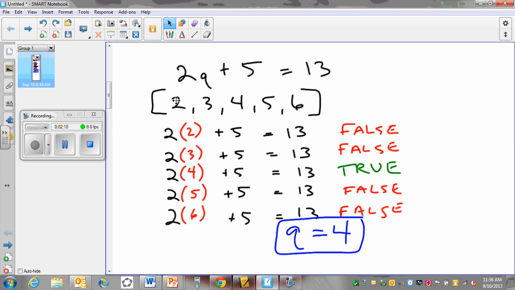What you do is you take the numbers and you put them in for the variable and you solve. So 2 times 2 plus 5 equals 13, 2 times 3, 4, 5, 6, all the way down. You solve, and one of them, in this case, 2 times 4 is 8, plus 5 is 13. It's true. All these other ones are false. So our answer is q equals 4. You will see this on the end of the year exam. You're going to have to do each one of these 5.